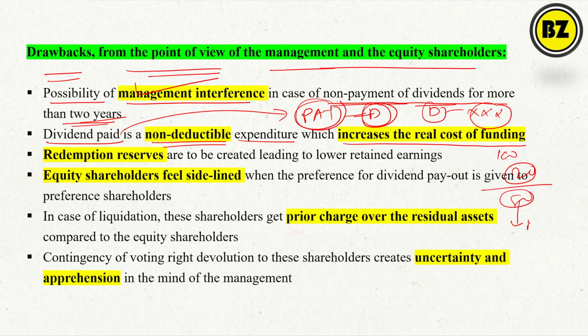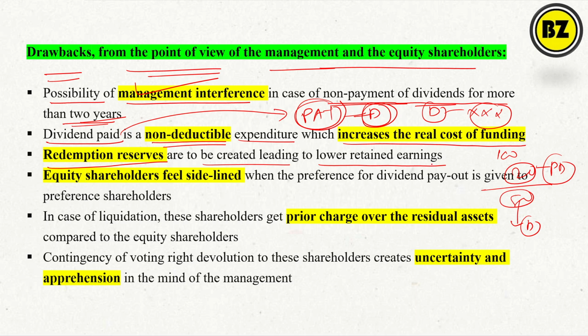From that 80 you have to pay the dividend, but you have already paid the tax, because the dividend is paid from PAT, profit after tax. So while paying the dividend, there is no tax benefit. Then redemption reserves are to be created, leading to lower retained earnings.